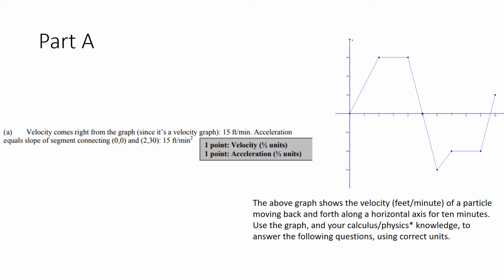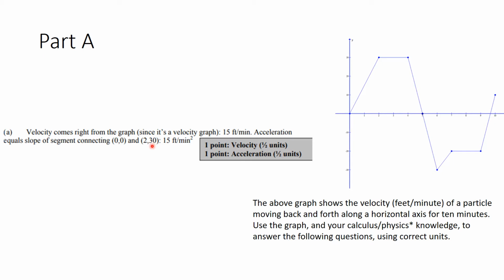Part A, you were to find the velocity at time t equal 1. Well, the velocity curve that we have here is exactly that, velocity versus time. And so what we can do is read that from the graph. So at time t equal 1 minute, you're going at 15 feet per minute. And so that's the velocity.